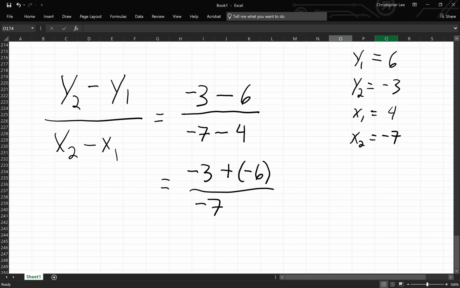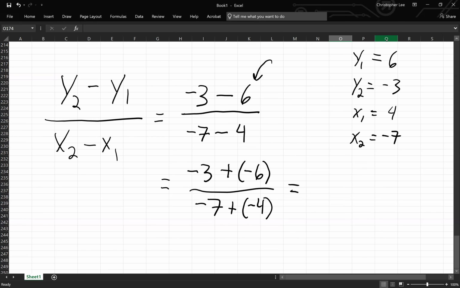Then I have my negative 7. What's the opposite of positive 4? Negative 4, right? So it's going to be plus negative 4. And then just go ahead and do that. What's negative 3 plus negative 6? Listen to me, I'm doing the opposite of the positive 6 here because of the minus sign.